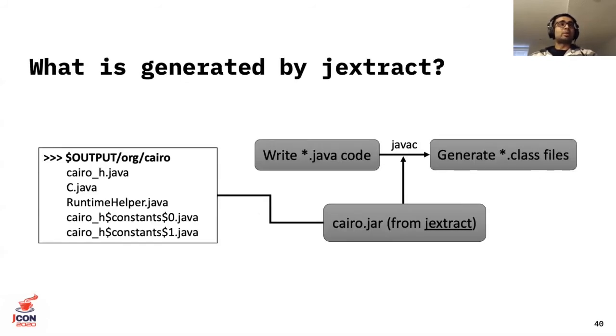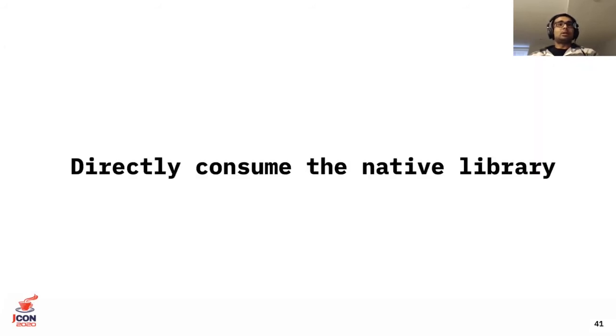After we run jextract, we want to know what is generated by jextract. Here we can see the 5 Java source files generated by jextract for the interface to consume the native Cairo library. These source files are generally available in a jar file ready to be used by a Java application.